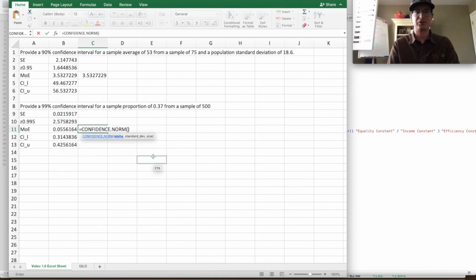confidence.norm function here too. We have to be a little careful, which I'll explain in a second. But now we have 0.01 for our alpha, the opposite of the 99%. The alpha is 1% in this case. Standard deviation, we have to type it in here, right? Because it's that formula. It's going to be square root 0.37 times 1 minus 0.37 divided by 500, and then close the square root, and then comma.